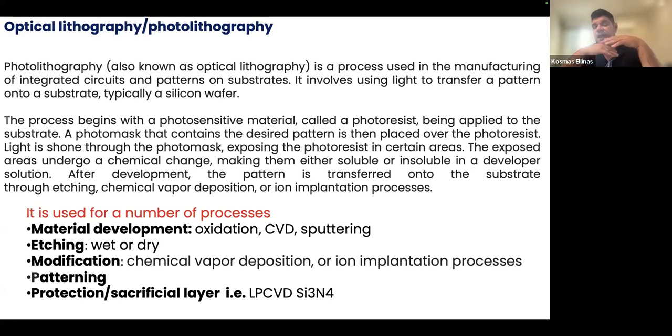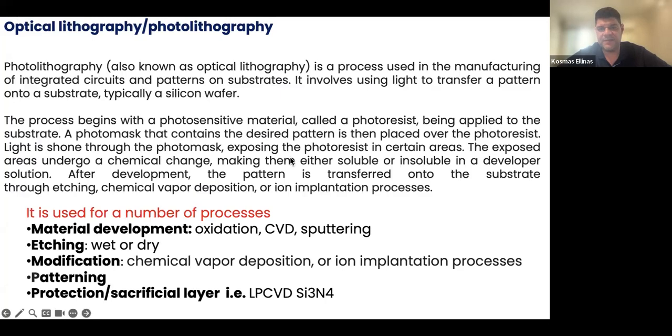So using this concept, we can create patterns that can be further processed in later steps in order to create patterns on the surface. And this technique is also used in combination with other techniques, for example, in order to do an oxidation, in order to do chemical vapor deposition, a sputtering of the material, in order to etch selectively the substrate, in order to modify the substrate, to pattern, or to apply a layer that is used as a sacrificial layer.